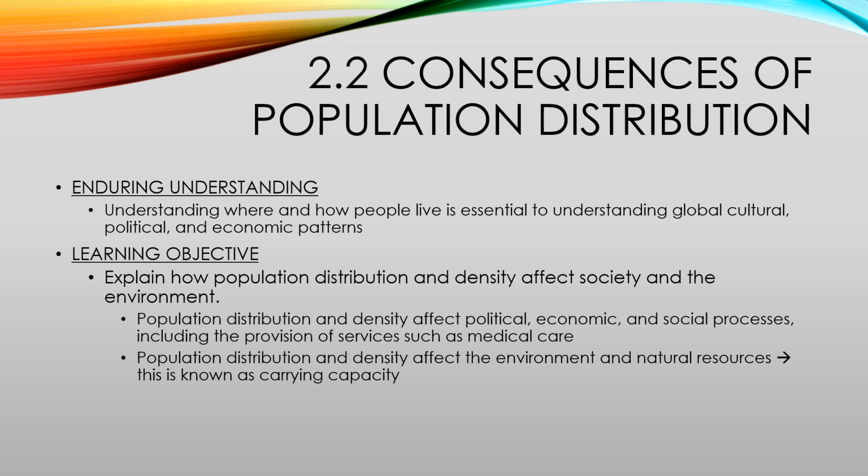All right, 2.2, the consequences of that distribution of population. So how has that distribution and density affected society and the environment? And what are the implications of those consequences? That's what we're looking at here as we build on the fact that, okay, now we know how it's distributed. Now let's look at how it moves around.